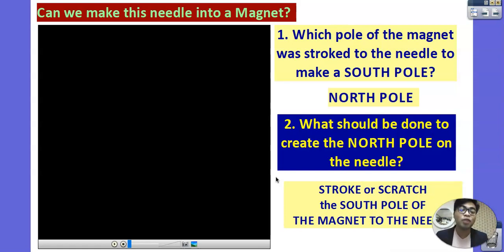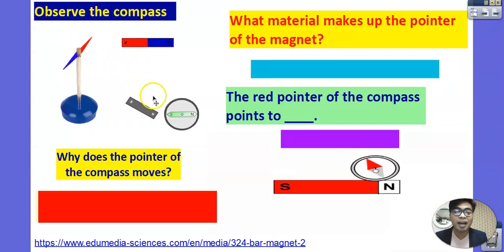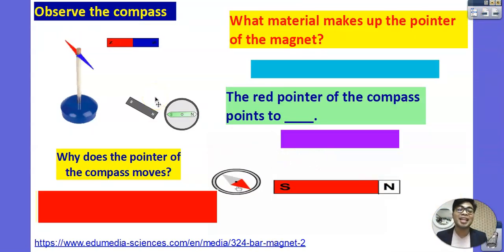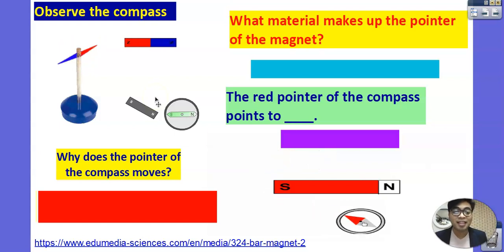So it's not that when you stroke with the north pole, you're going to make a north pole on the needle. It's not like that. Stroking will change the polarity of the object. So if you're stroking it with the north pole, it's going to make it a south pole. Since we're talking here about that kind of material, it looks like a compass, and I think you have seen it a while ago.